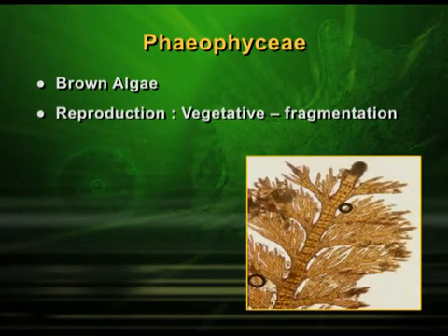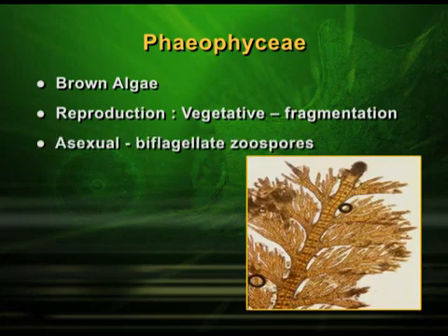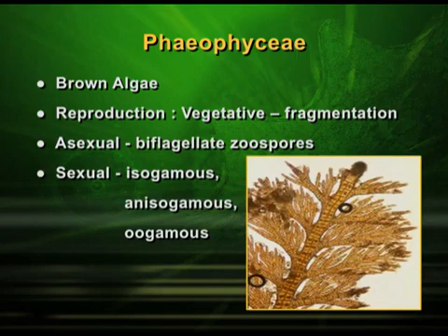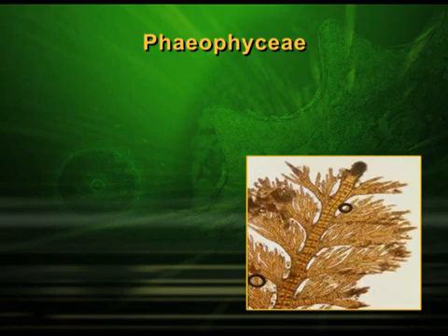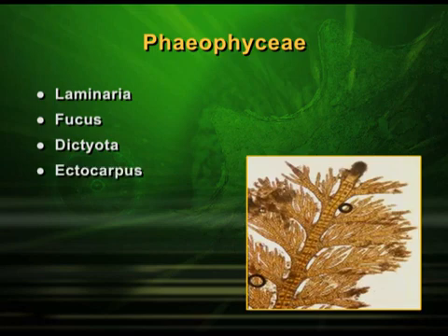As far as reproduction in Phaeophyceae is concerned, it can be vegetative by fragmentation. It may be asexual by production of zoospores which are biflagellate in this particular case and also motile. Sexual reproduction will be either isogamous or anisogamous or oogamous in the concerned species. Good examples of Phaeophyceae are Laminaria, Fucus, Dictyota, Ectocarpus and Sargassum.